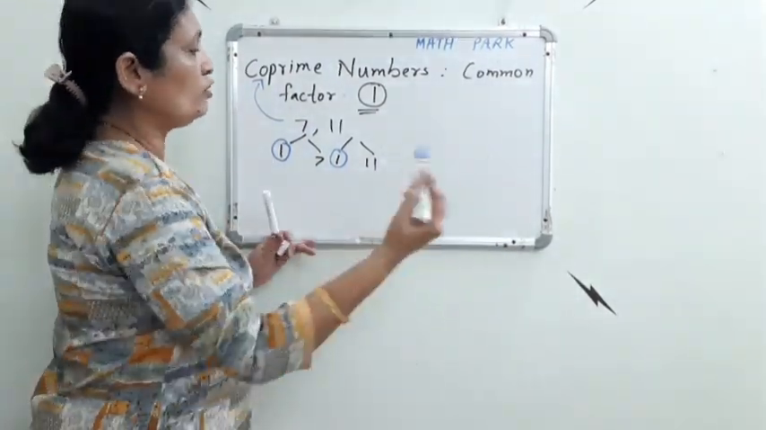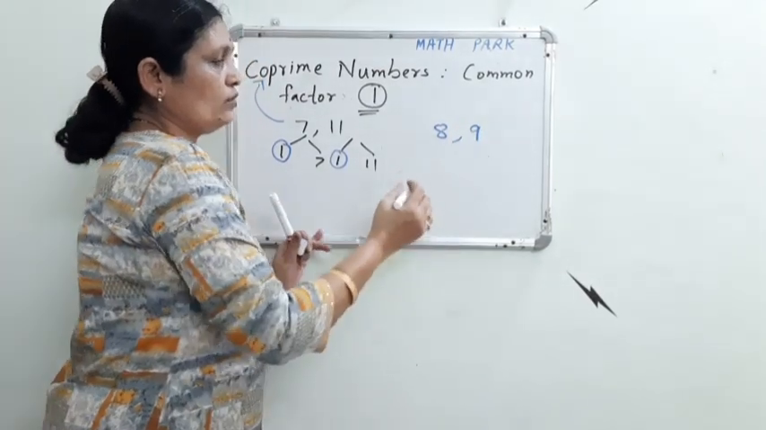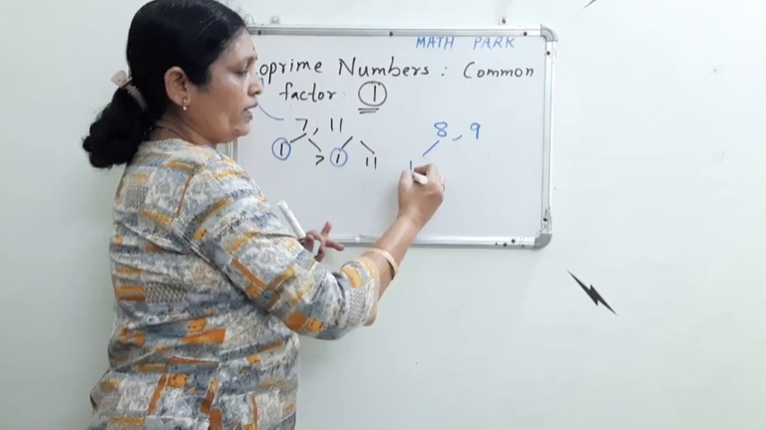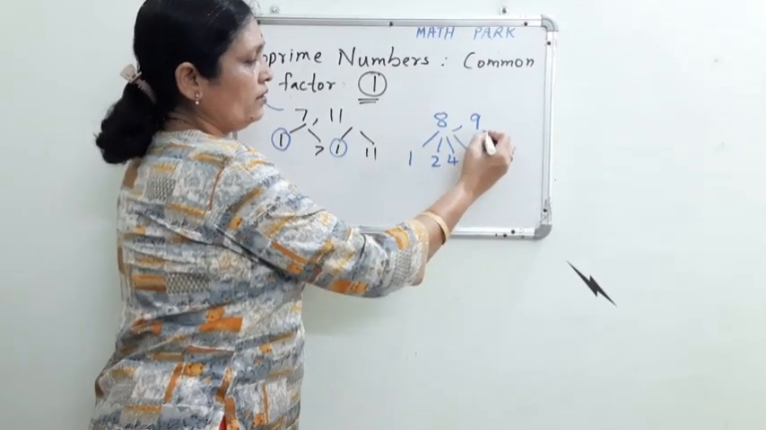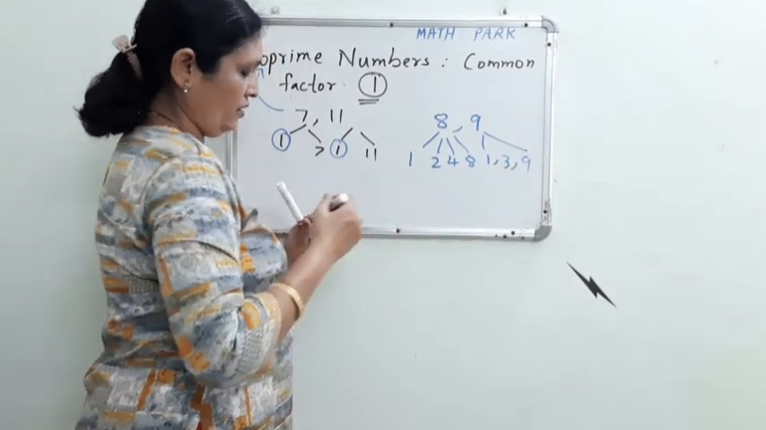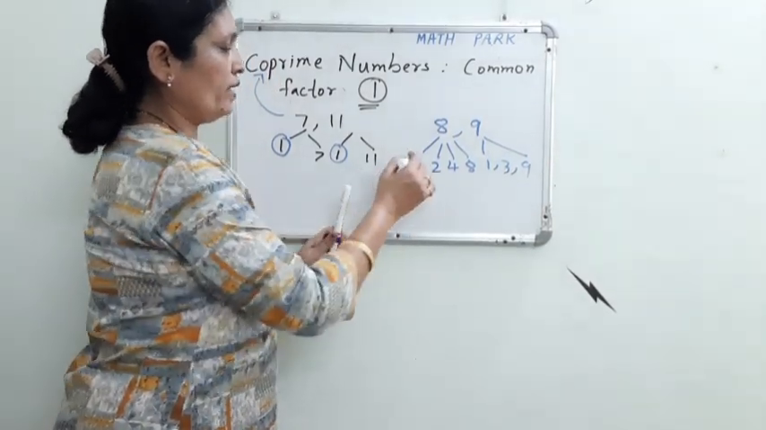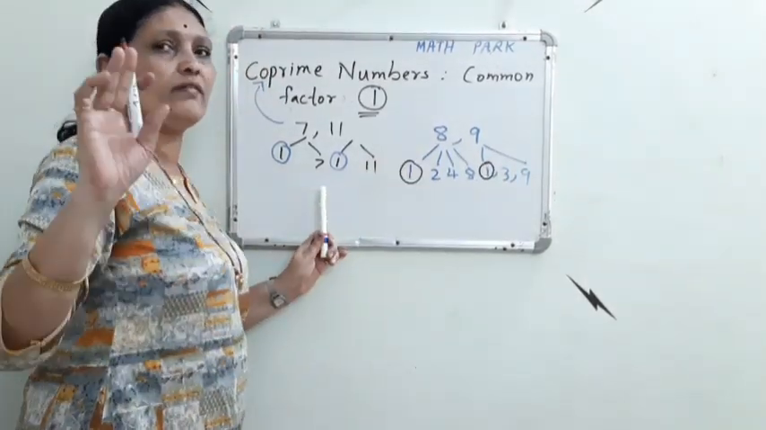Let us look at 2 consecutive numbers. Let us take 8 and 9. Factors of 8 are 1, 2, 4 and 8. Factors of 9 are 1, 3 and 9. Again the common factor here is 1. You can try with any consecutive numbers, they are always coprime.